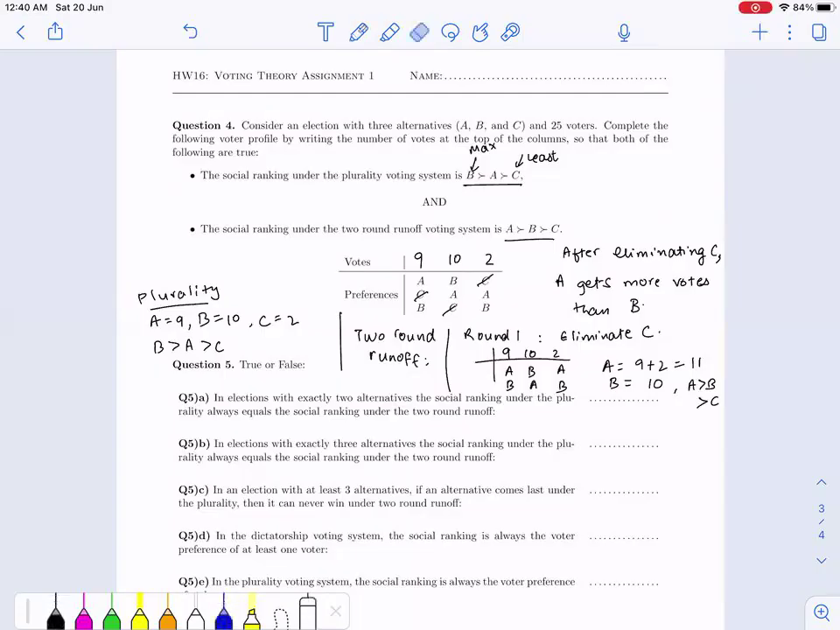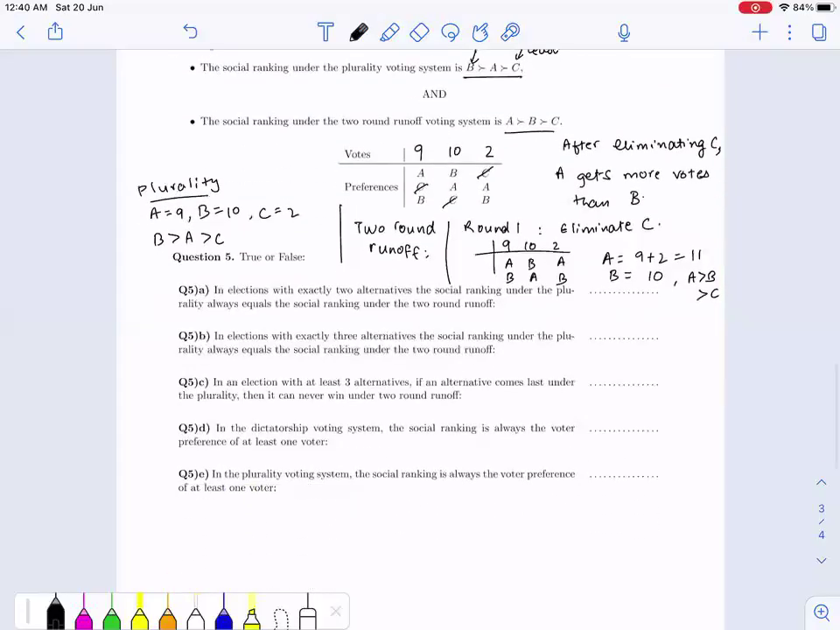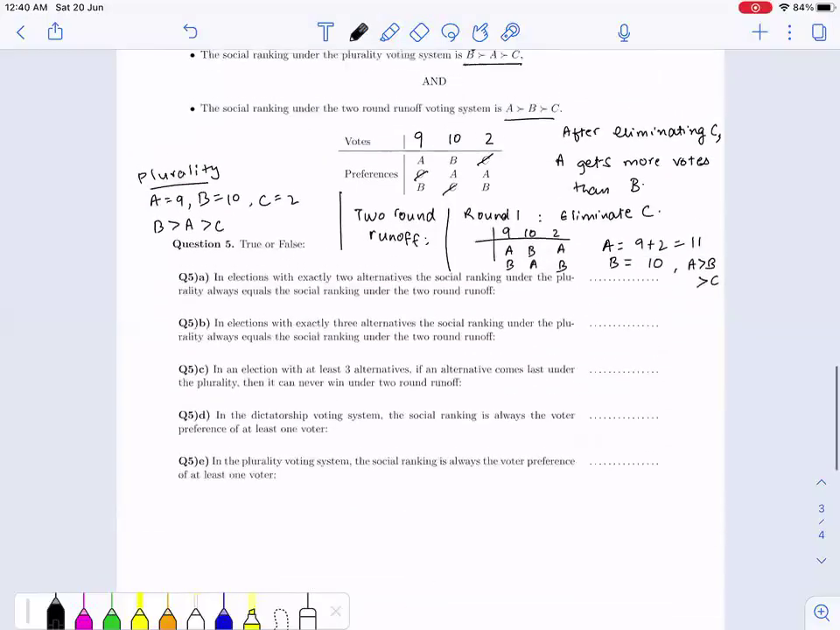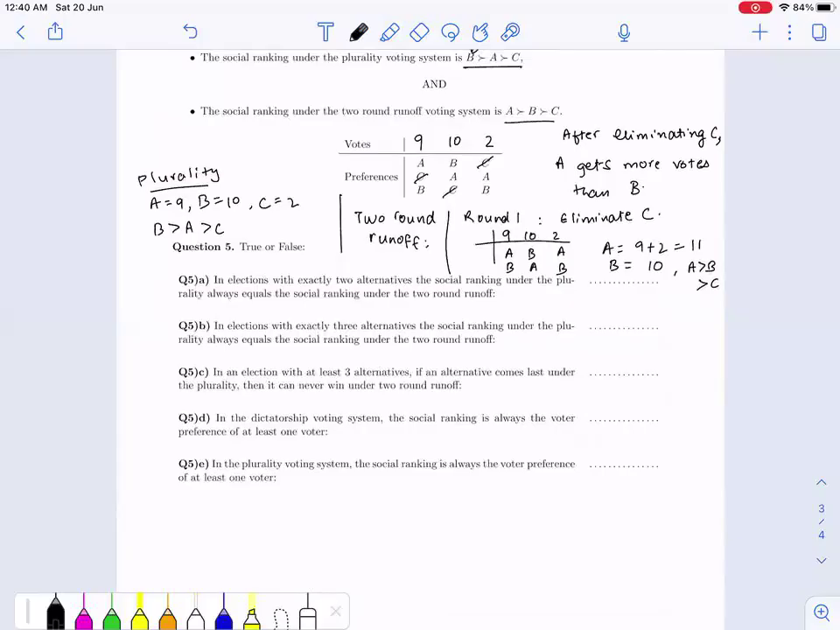Another could also be maybe 10, 3, 9, or 8, and so on. Okay. Now you have to state whether the following statements are true or false. These are just theoretical and intuition-based statements.